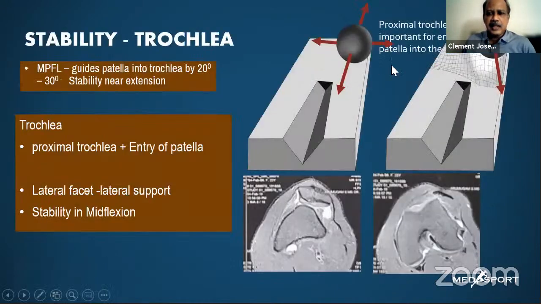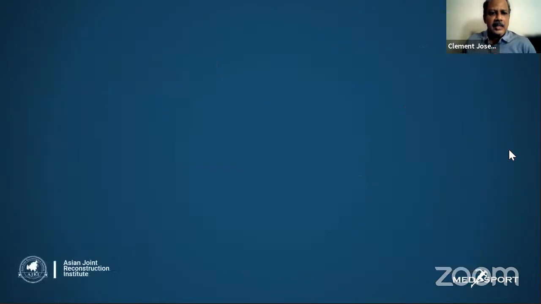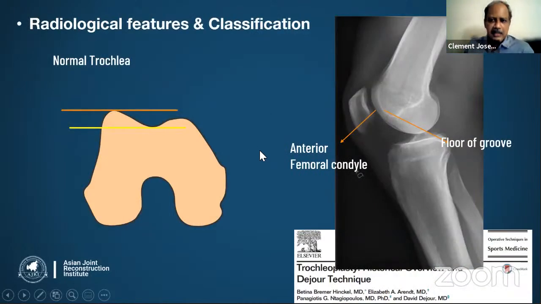And this is the analogy which I would like to show. And then one should understand reading a proper lateral X-ray and how the different varieties of trochlear dysplasia can show different features on a properly done lateral X-ray of the knee. In a normal trochlea, you can see you have both the anterior femoral condyles higher than the floor. So you see two shadows. The front one is the anterior femoral condyle, and you can see a similar shadow going up from the Blumensaat line, which indicates the floor of the groove.